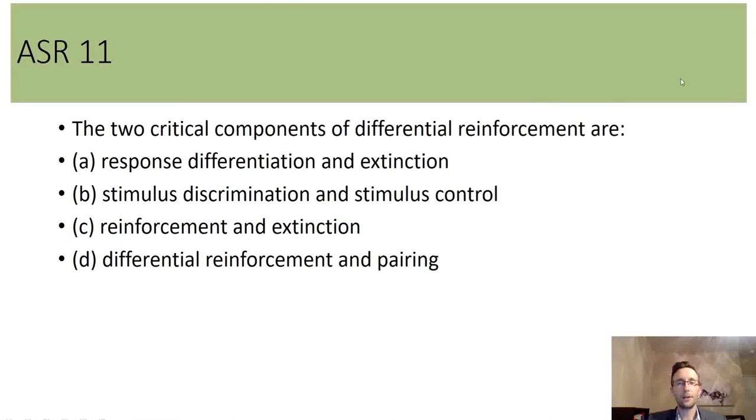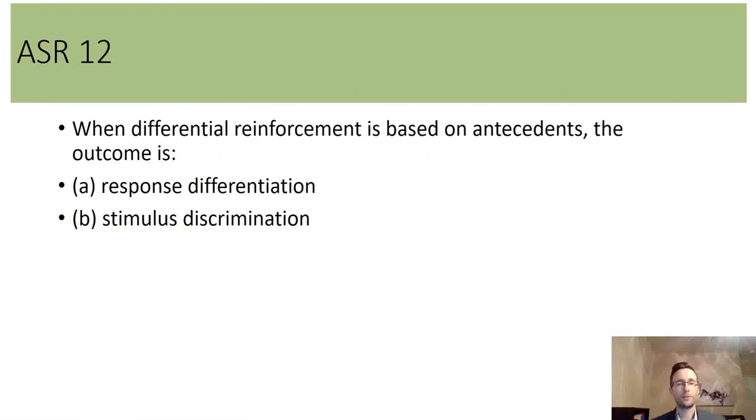So ASR number 11. The two critical components of differential reinforcement are A, response differentiation and extinction, B, stimulus discrimination and stimulus control, C, reinforcement and extinction, or D, differential reinforcement and pairing. A couple more seconds. Okay, I'll close the poll. And the answer is C, reinforcement and extinction.